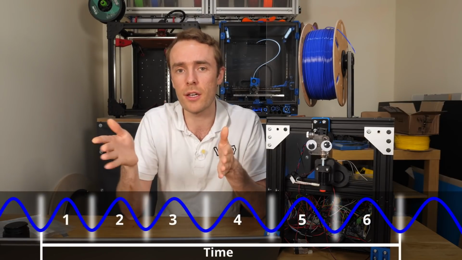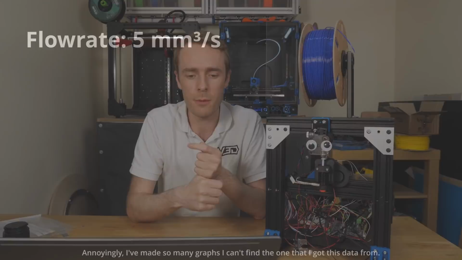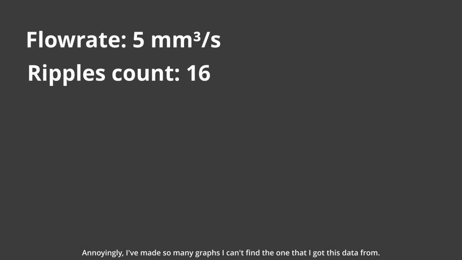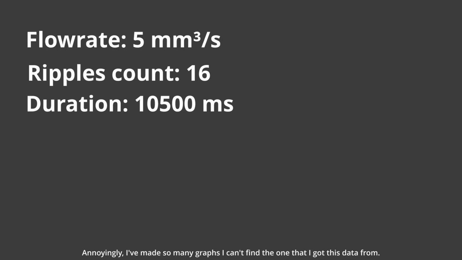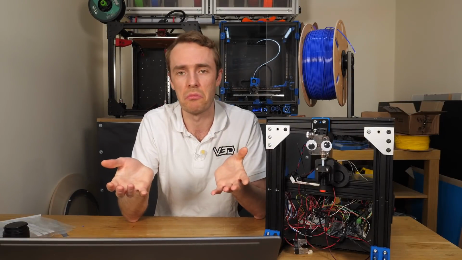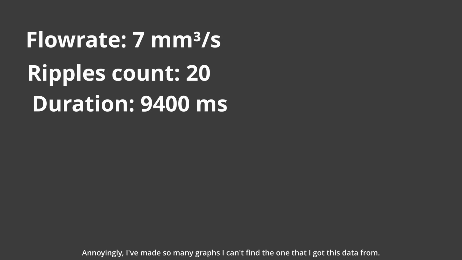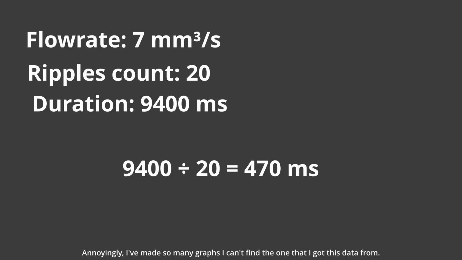So the first thing I did was look at 5 mm³/s flow rate and counted the number of ripples, the time it takes for those ripples to occur, and therefore work out the time period of one ripple. So at 5 mm³/s, we get 16 ripples, which took 10.5 seconds, or 10,500 milliseconds. So you get one ripple every 656 milliseconds. Makes sense. So 7 mm³/s, 20 ripples, 9.4 seconds, so every 470 milliseconds.